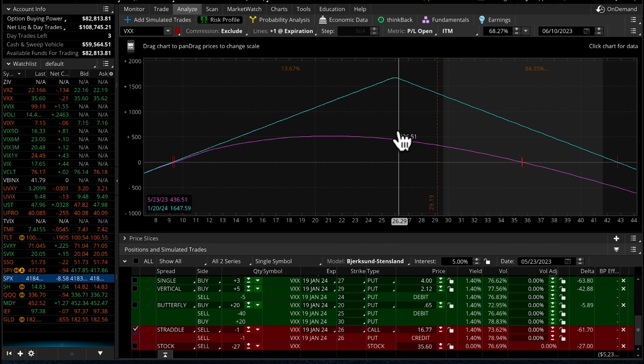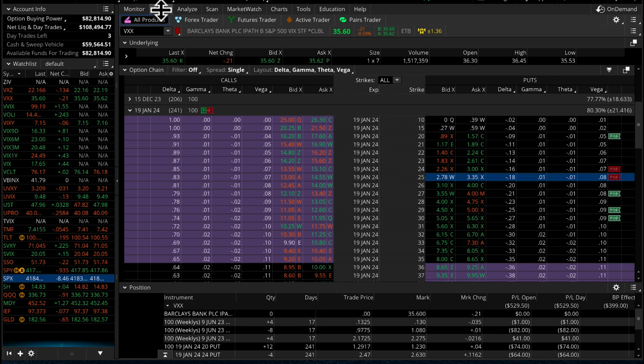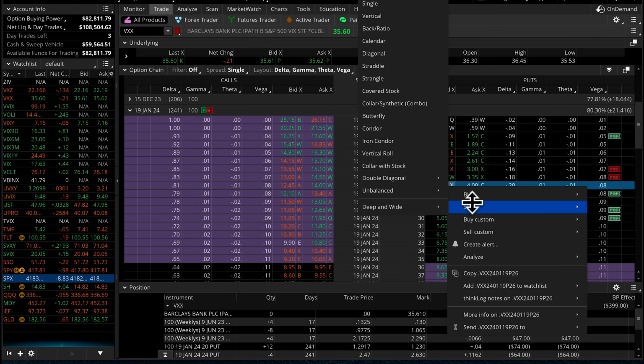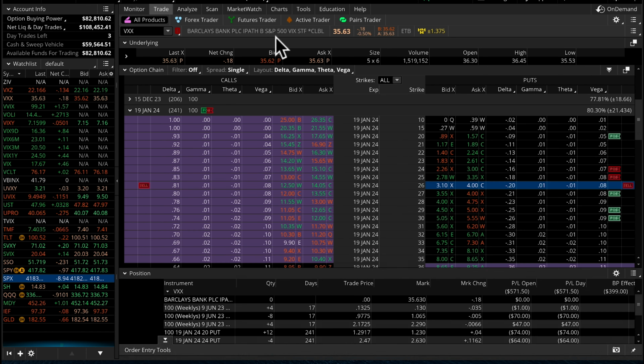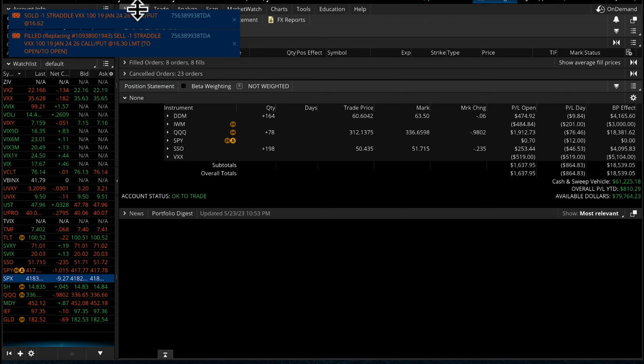Today, though, we do want to be comparing several different short volatility methods, so we will include this one as well. Again, I'll go over here to the trade tab, go ahead and find the 26, and now in this case, we are selling one single straddle. This is a credit spread, so we want to bring in as much premium as possible. Something closer to the mid over here if we can. Let me get this trade done. And there we go. We've got a straddle opened up.